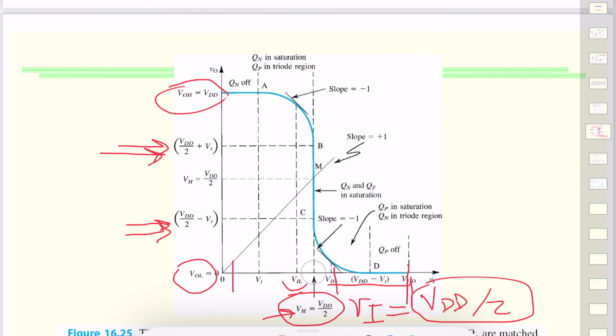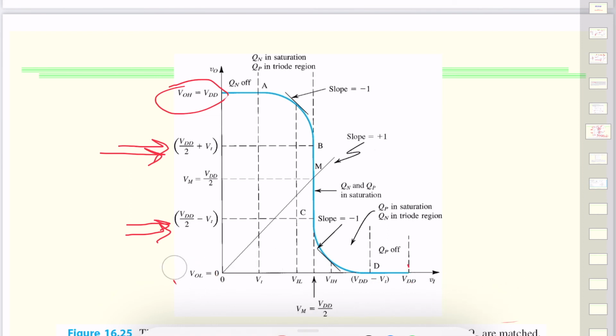And these are on both sides, there are these areas which we are interested in, want to calculate. Now, how do we find out what is the margin of noise?